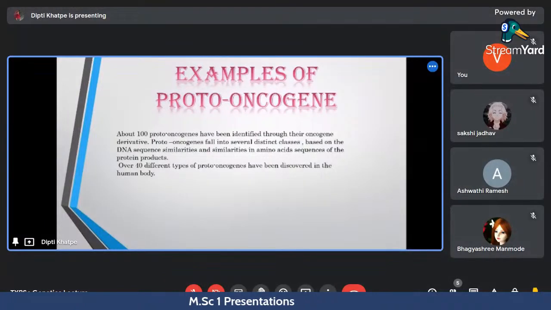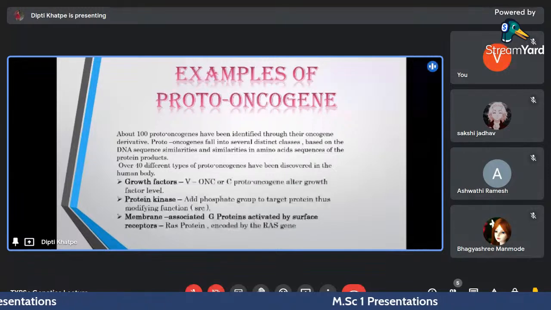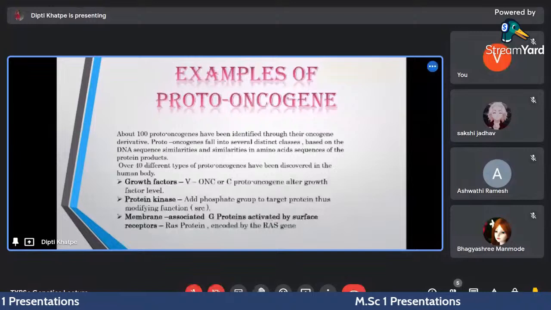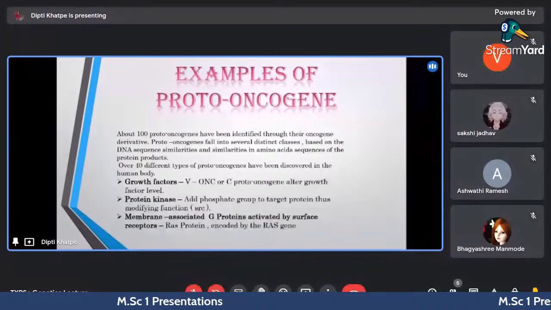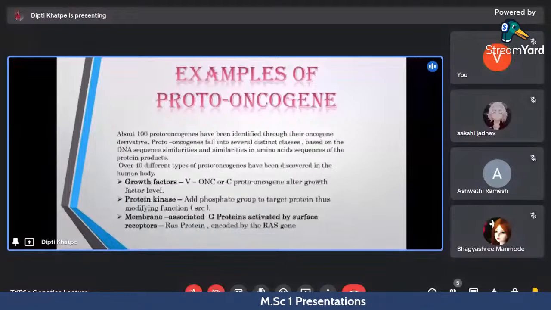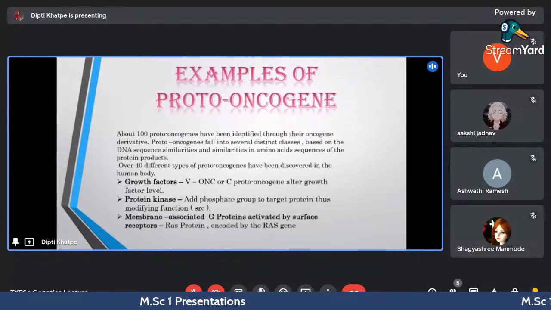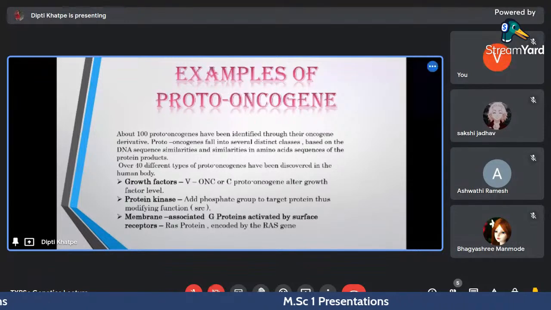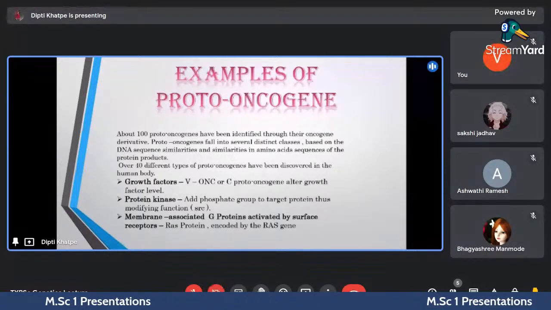First is growth factors, proteins such as the SIS or C proto-oncogenes. These alter growth factors. Next is protein kinase, such as SRC, and last is membrane-associated G protein activated by a surface receptor, such as RAS protein, which is encoded by the RAS gene. RAS encodes an intracellular signal transduction protein. RAS is one of the on and off switch pathways.